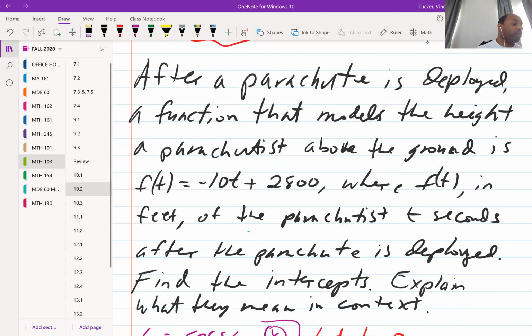Right now, I'll give you a chance to write it down. So a parachute is deployed. A person jumped out of a plane, of course, that's the parachutist. They give us a function that represents the person's height according to feet and time in seconds. So after t seconds, you plug it in, and that lets you know at what height in feet the parachutist should be. And so it tells us to find the intercepts.